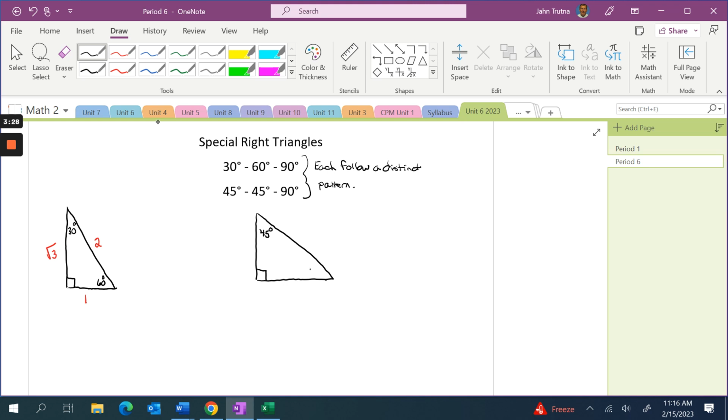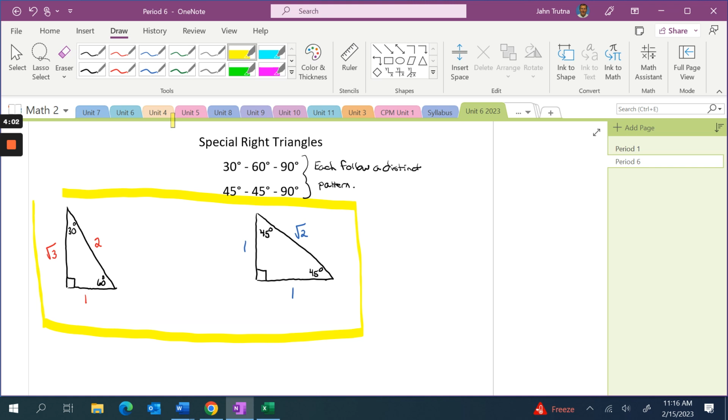Okay, now in a 45, 45, 90 triangle, the two sides that are not the hypotenuse are always going to be the same. The pattern that a 45, 45, 90 triangle follows is that on the two sides that are not the hypotenuse, you put a 1 on both of them. And on the hypotenuse, you put a square root of 2. Okay, so these two triangles right here are what we are going to refer to as our reference triangles.